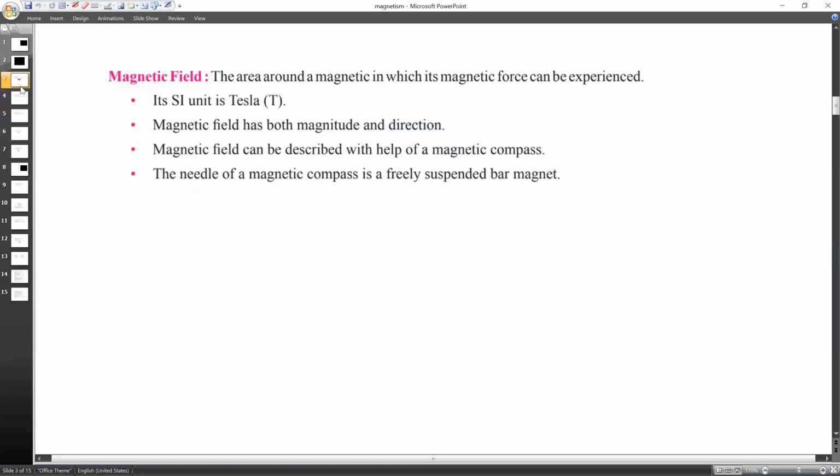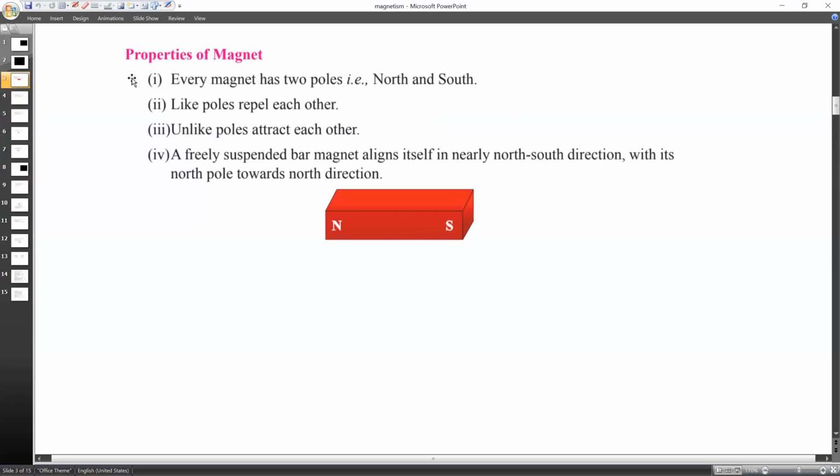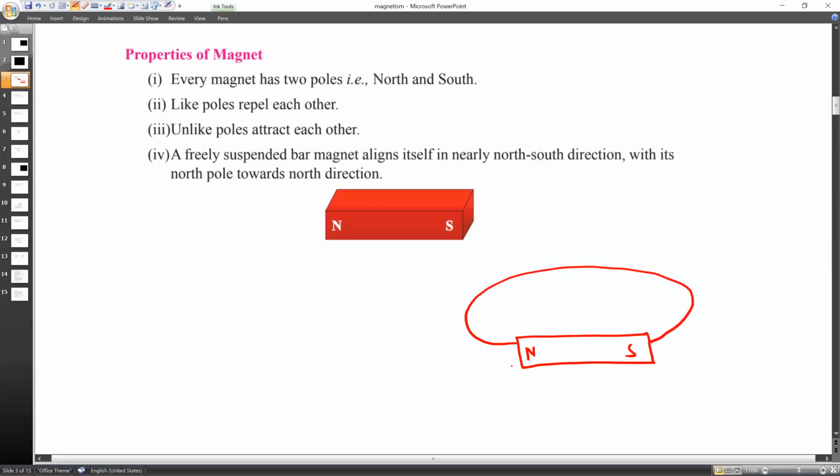In the previous class, we discussed the properties of magnetic field lines. So, what are the properties? The magnetic field line starts from the North Pole and, outside the magnet, moves towards the South Pole. Got it?